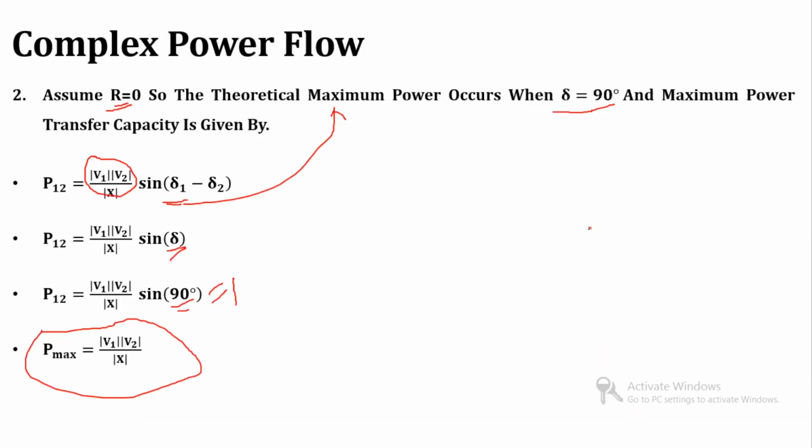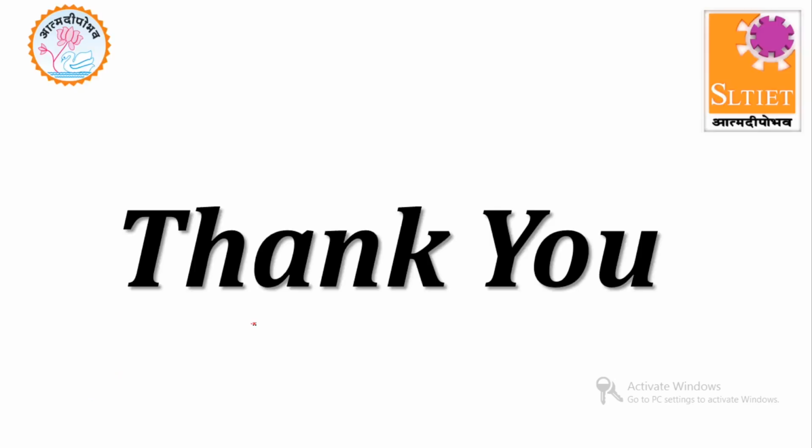And the second thing is that the theoretical maximum power occurs at delta equal to 90, because V1, V2 and X are constant, so the maximum value of sine theta is equal to 1, and that maximum value occurs at an angle of 90 degrees. So we will assume that for maximum power delta should be equal to 90. So sin 90 equals 1 and P max is equal to mod V1 mod V2 by X. So we will conclude our session here.